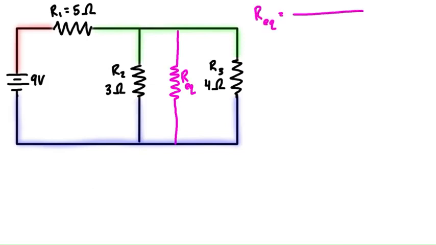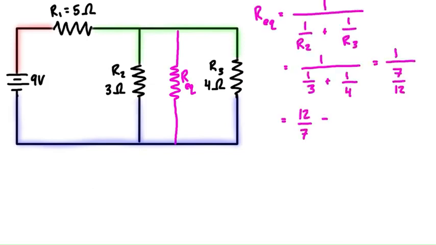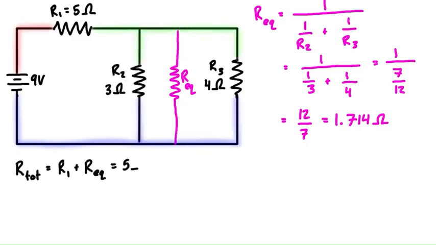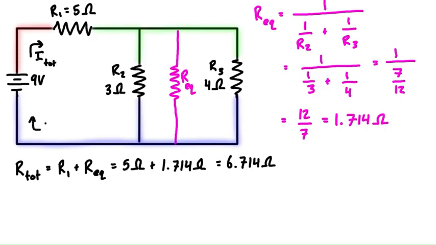So the equivalent resistance of the two parallel resistors between the green node and the blue node is 1.714 ohms. So when we think about the equivalent resistance, that's like just getting rid of this branch and basically leaving us with a series circuit. So the total resistance of the series circuit then is just R1 plus R equivalent, which is 6.714 ohms. And then we can solve for the total current, which is going to be moving like this out of the battery, and it also comes into the battery like this right here.